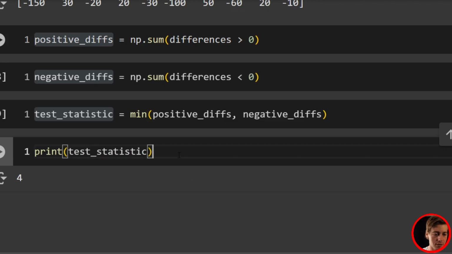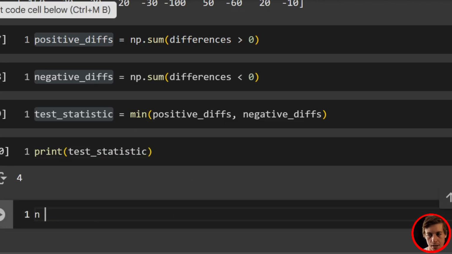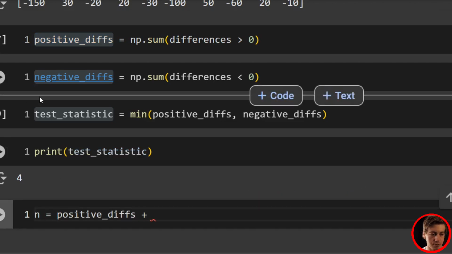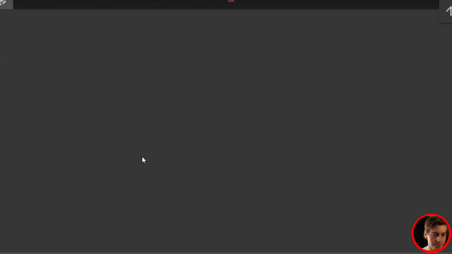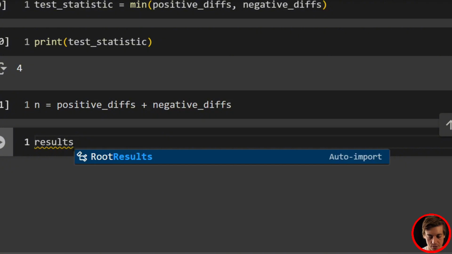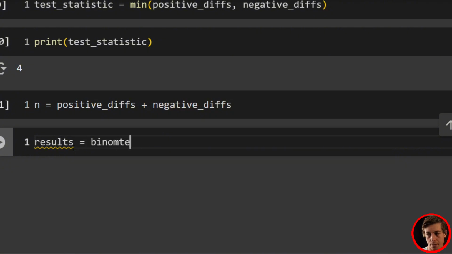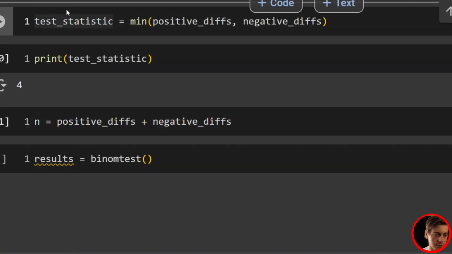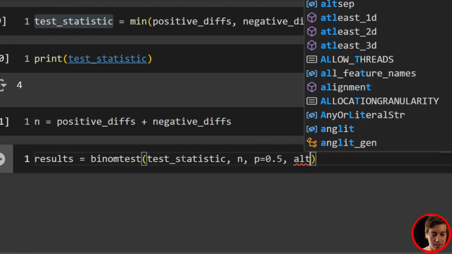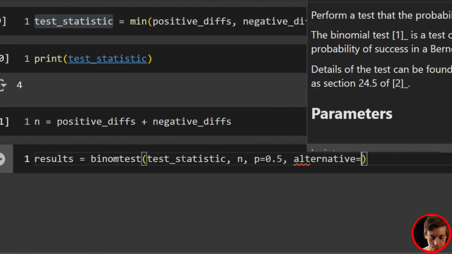Awesome. So now let's find our n value. So n is going to be equal to positive plus negative. Remember, we're ignoring zeros, so that's why we just add these together. Okay, n is going to be 10. So now what we can do is find our results. So we'll say results equals binomial test, then pass in our test statistic first. So we have our test statistic, then we pass in n, then we pass in p equals 0.5, and then we say this is a two-sided test, so alternative equals two-sided.